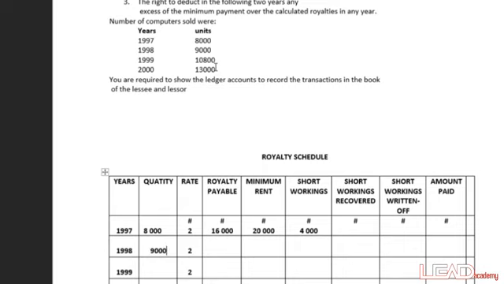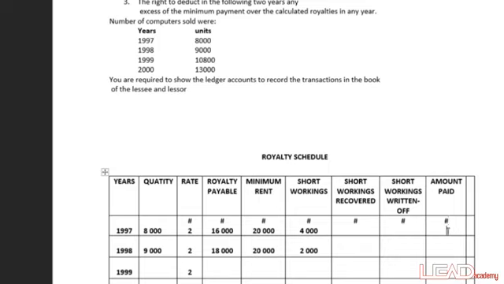So in 1998, they produced 9,000 quantity. When you multiply 9,000 by 2, you have 18,000. Was there any short workings? Yes, you have a minimum rent of 20,000. Royalty payable was less than the minimum rent, so there is a short workings of 2,000. Was there any short workings recovered? No. Short workings written off? No.